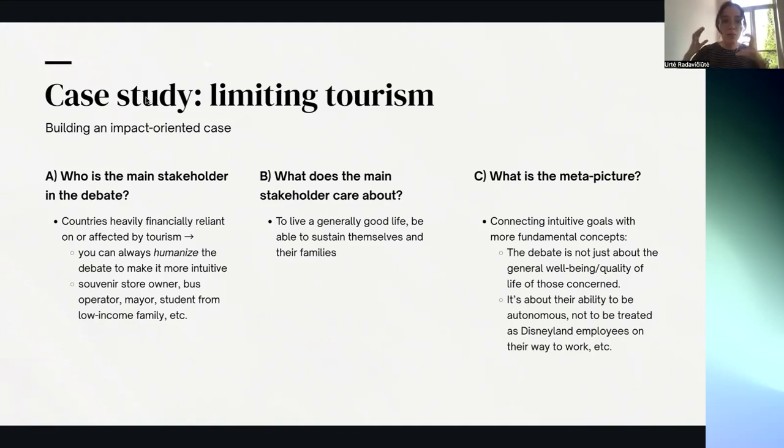So for that bit, you probably have to do a little bit more work on understanding principles better, how to set them up, how to justify them. So we're not going to get into this. But this is an important sort of characterization to bring at the very beginning of the debate.